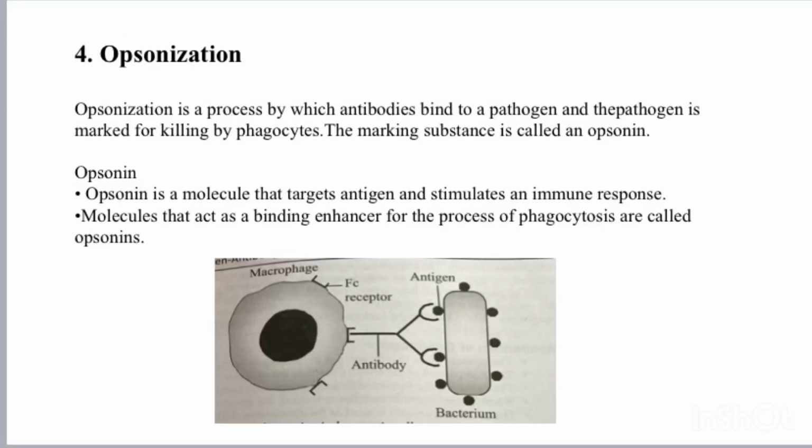The next one is opsonization. Opsonization is the process by which antibodies bind to the pathogen and the pathogen is marked for killing by phagocytes. The marking substance is called opsonin. Opsonin is a molecule that targets antigen and stimulates the immune response. Molecules that act as a binding enhancer for the process of phagocytosis are called opsonins.